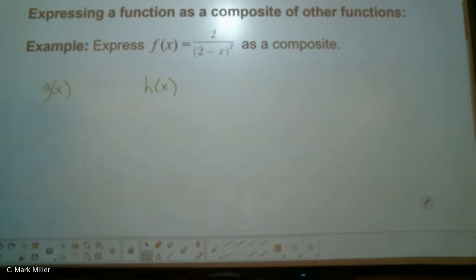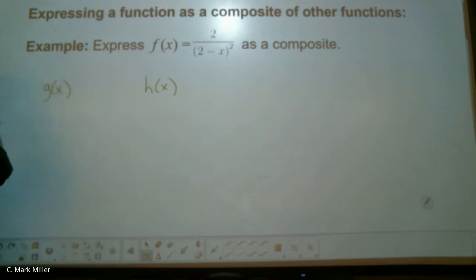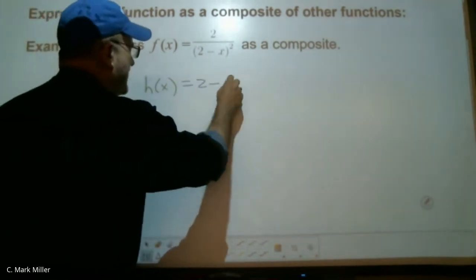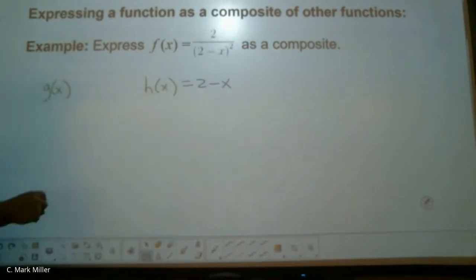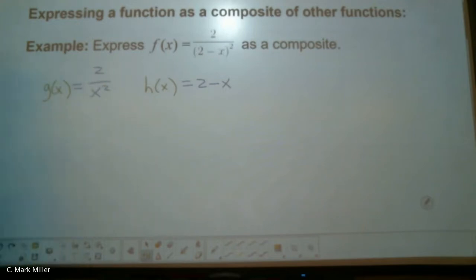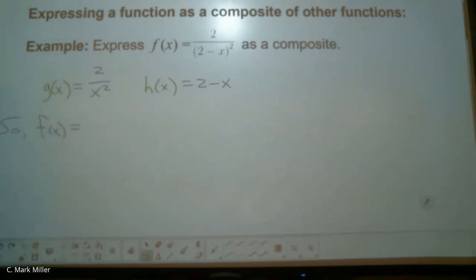And let's see. Let's make h of x what we're plugging in. Let's make this one maybe 2 minus x for that inside part. And this one is 2 over x squared. So f of x equals h plugged into g.